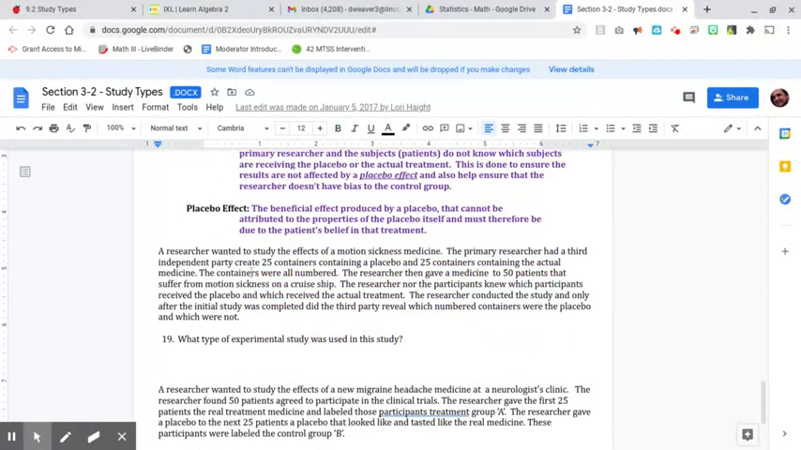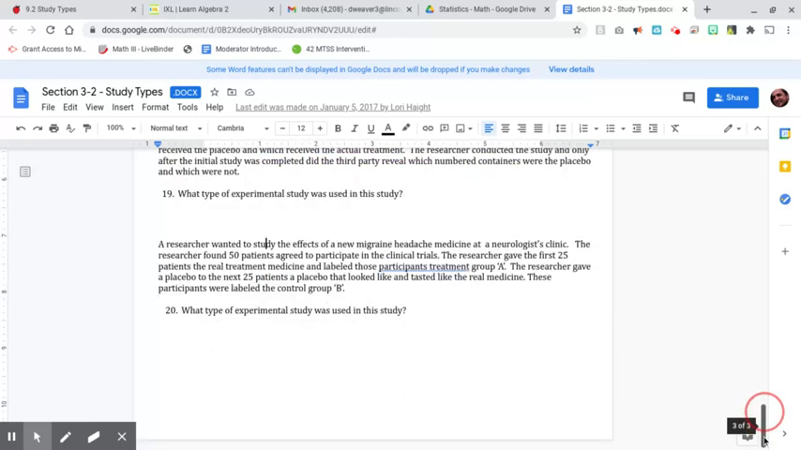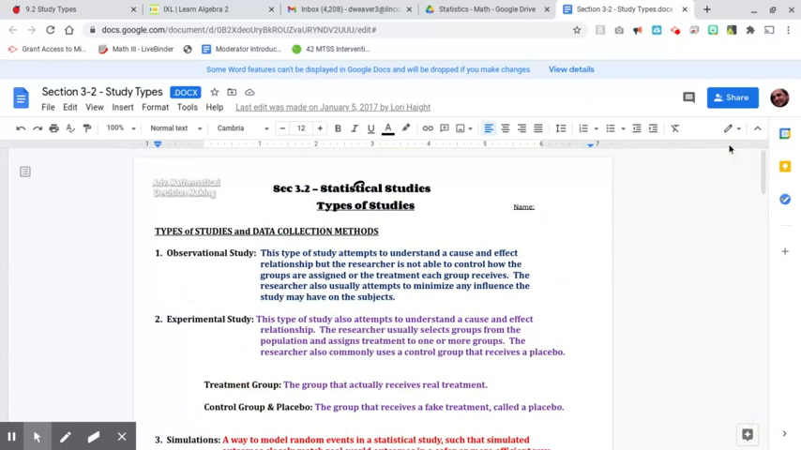So if you'll read this scenario about a researcher and motion sickness medicine and explain which type of experimental study was used in this, and then read the second one and look at what type of study was used in the migraine headache medicine. Okay. So that is all for today's notes on types of studies.